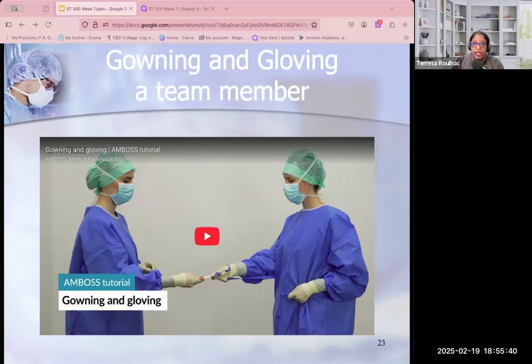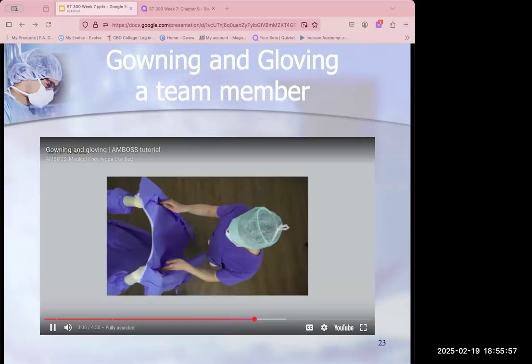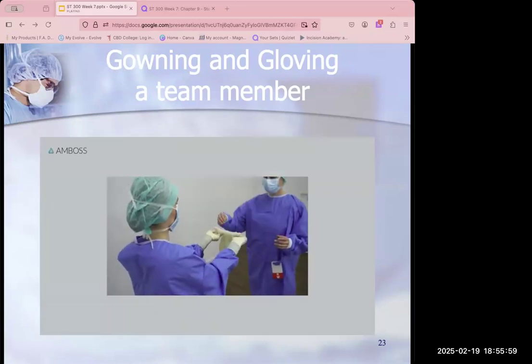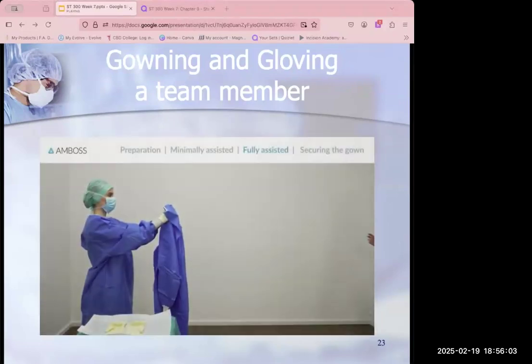So oftentimes we are going to gown our surgeons, we're going to gown our assistants, and we're going to have other individuals that we may have to guide as well. Okay, so let's watch the second part. Guys, we'll first look at how the whole thing works when you have an assistant to help you gown and glove.